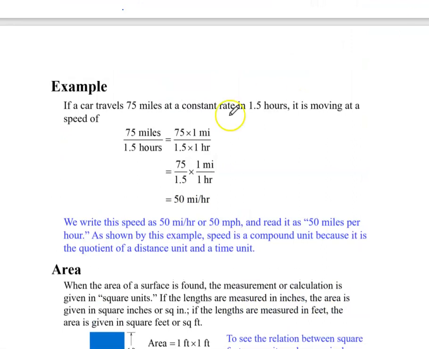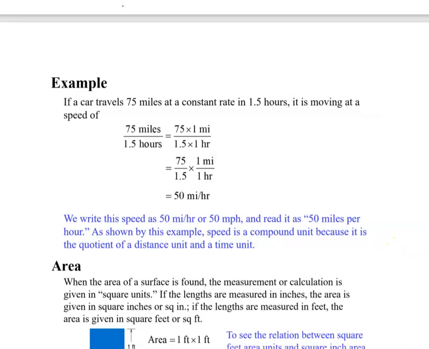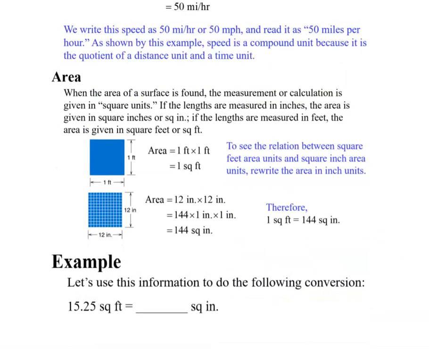So when we talk about the speed of a car in miles per hour, if a car travels 75 miles at a constant rate in 1.5 hours, it is moving at a speed of 75 divided by 1.5 miles per hour. We write this speed as 50 miles per hour, or 50 mph, and read it as 50 miles per hour. As shown by this example, speed is a compound unit because it is the quotient of a distance unit and a time unit. When we talk about area, we know the area is two-dimensional, and we would say 1 foot by 1 foot and get our square feet.